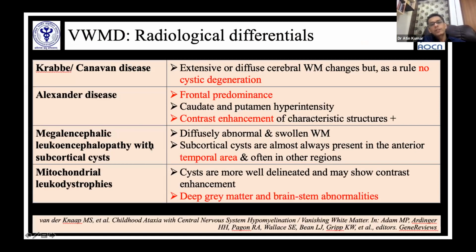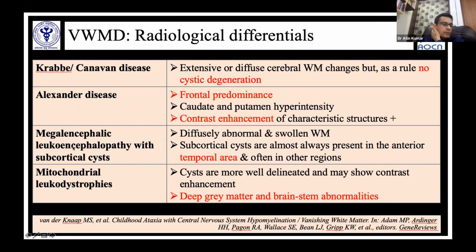But the point to differentiate, as was highlighted earlier, is the pattern of involvement. Canavan's will have a typical basal ganglia involvement, whereas MLC will have specific involvement of the temporal and the frontal lobes, in which you will have formation of cysts. That's how you differentiate the diffuse white matter abnormality with macrocephaly between Canavan's and MLC on a radiological pattern.